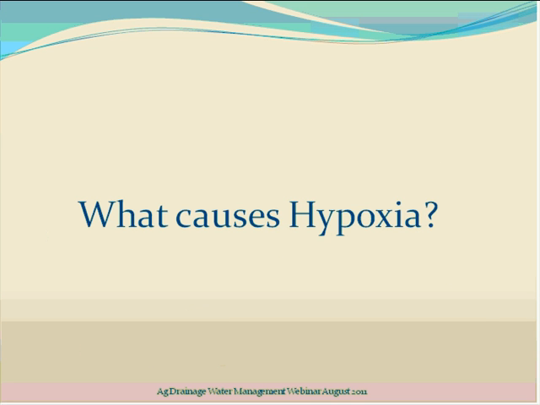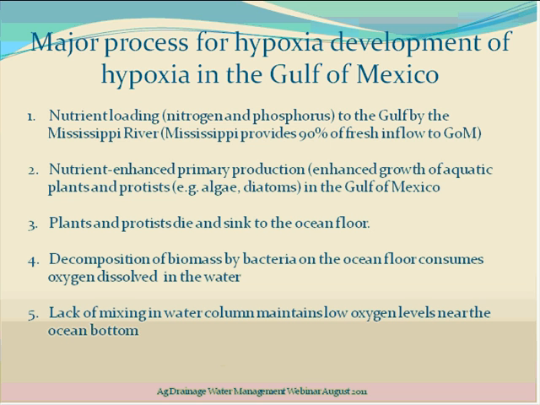And what causes hypoxia? The biggest cause is nutrient loading. Nutrient loading to the Gulf of Mexico is the nitrogen and phosphorus. Nitrogen's probably got the biggest impact over phosphorus, but it depends on the particular aquatic growth that you have as to whether it is phosphorus or nitrogen. The Mississippi River provides 90% of the fresh inflow to the Gulf of Mexico, so it is significant.